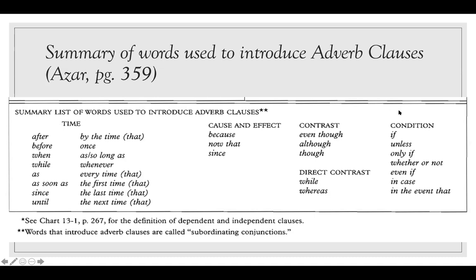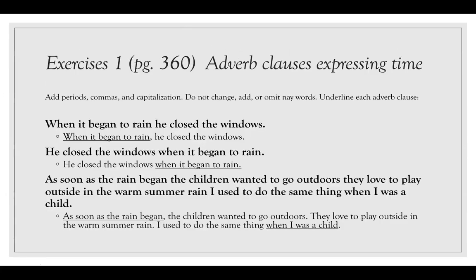So these are the different subcategories of adverb clauses that qualify adjectives, adverbs, and verbs. So let's do exercise 1 on page 360. Adverb clauses expressing time. Add periods, commas, and capitalization. Do not add or omit any words. Underline the adverb clause. So she doesn't want anyone to add words. No creativity, basically; just use what you've got.